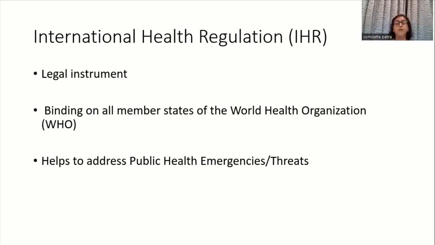Now we shall be discussing International Health Regulation. We started the session by saying that health and disease have no geographic boundary. But you see, borders of a country are very important. So International Health Regulation, or IHR, is a legal instrument. It's a legal framework established by WHO. It is binding on all member states of the World Health Organization. It helps to address public health emergencies. It helps to facilitate cooperation between the countries, which can help to address public health emergencies or threats which are of international concern.